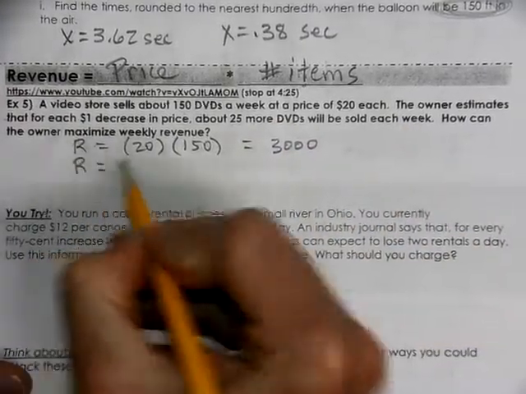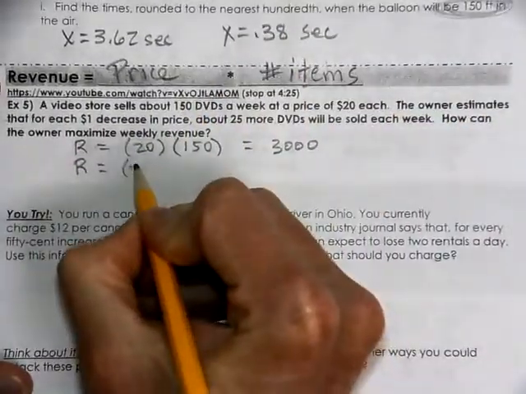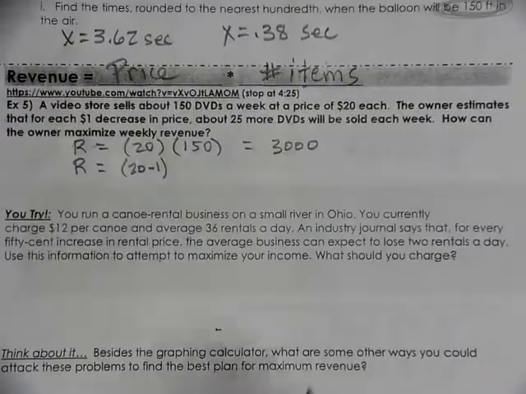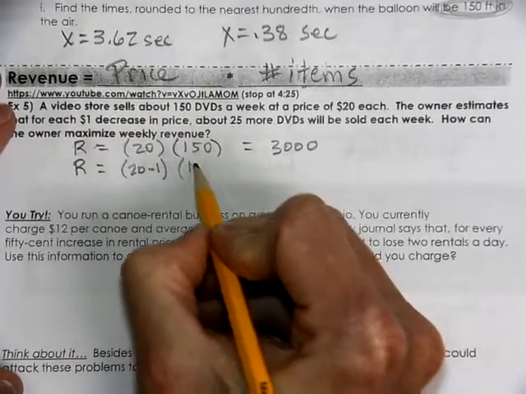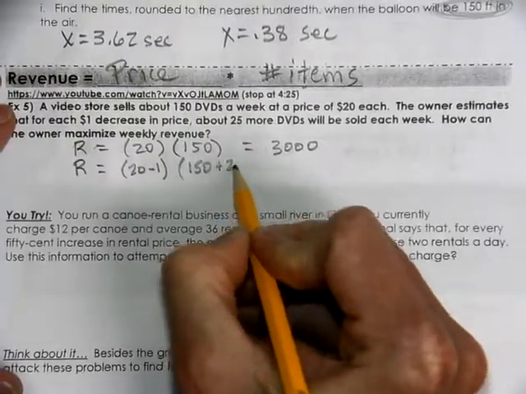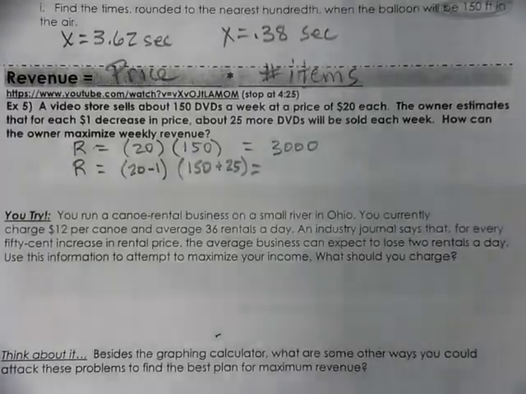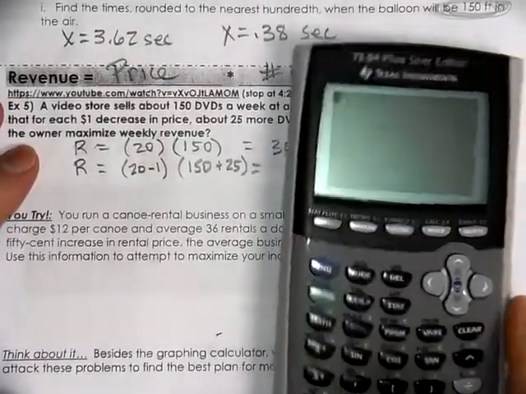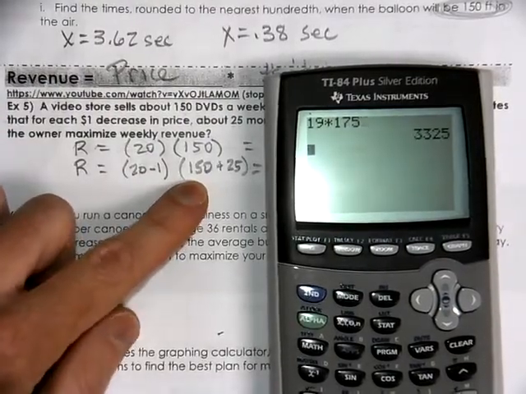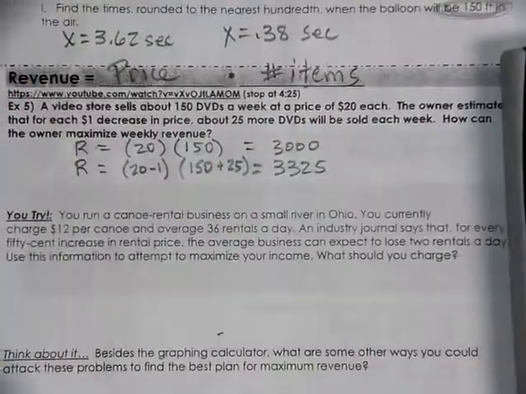So our revenue is going to be a cheaper price. What I'm going to show you is $20 minus 1, multiplied by 150 plus 25, because we're adding 25 to the 150. When we come to our calculator, we think about that as 19 times 175. We get 3,325. So we made more money.